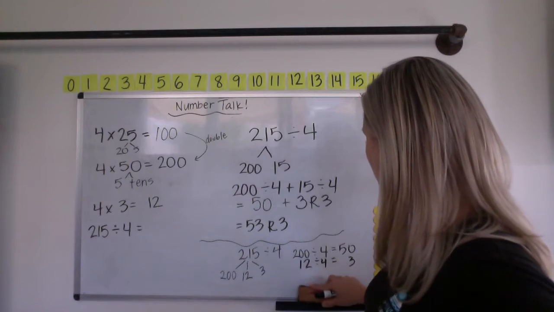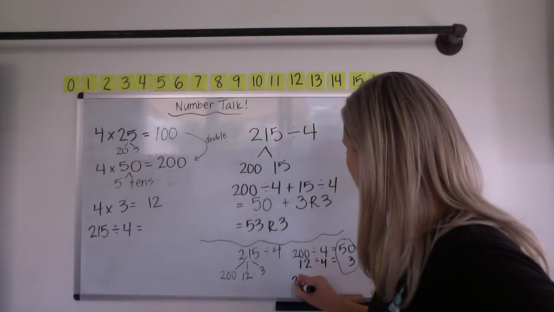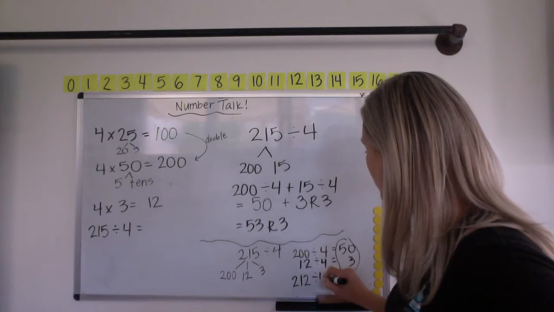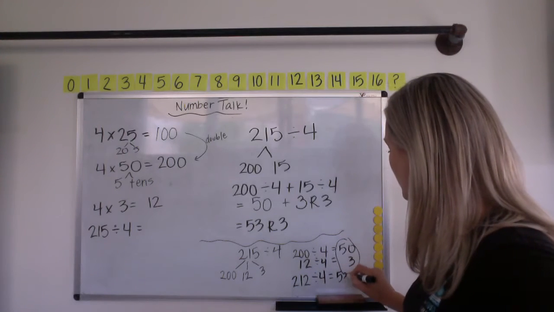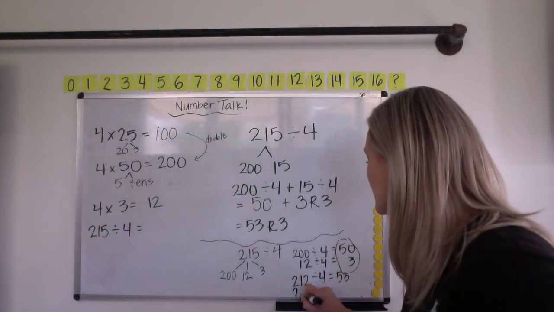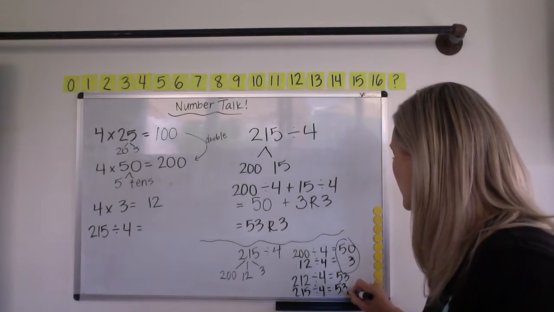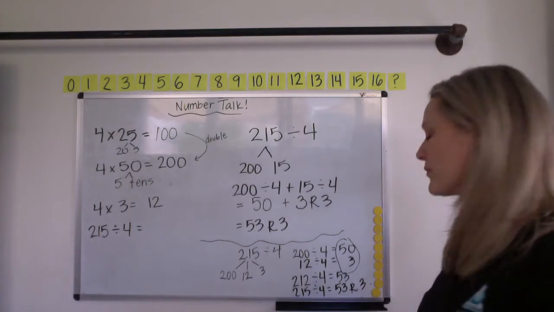Okay, so maybe you would just do 53. So 212 divided by 4 is 53. So 215, I got to squeak this in. 215 divided by 4 is 53, remainder 3.